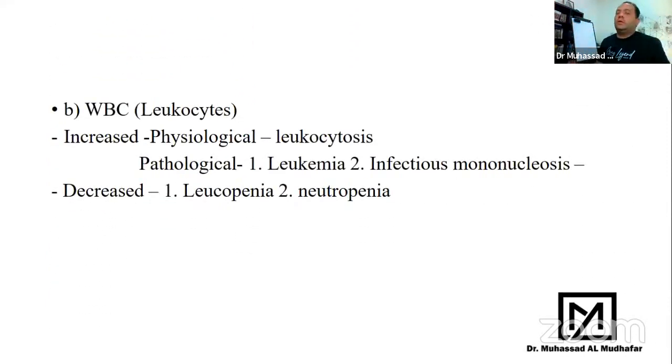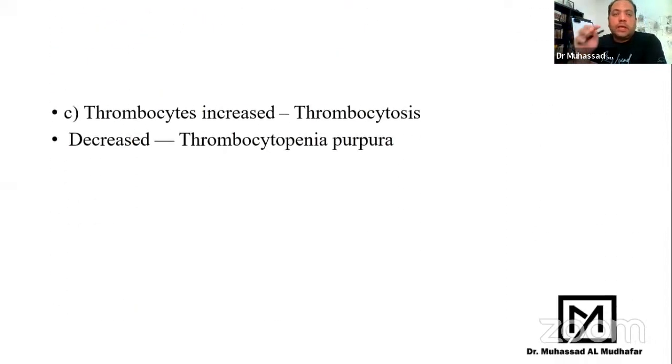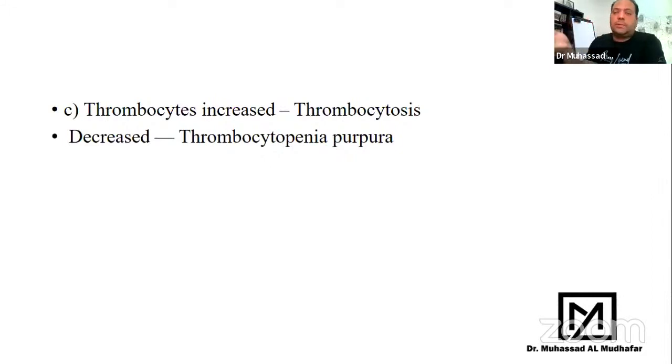If there is a defect in the white BC, the leukocyte, an increase in leukocytes is called leukocytosis. This is only a simple definition in hematology. Pathological causes include leukemia and infectious mononucleosis. If decreased, due to destruction, bleeding, autoimmune disease, or malignancy, it leads to leukopenia and neutropenia. If the thrombocyte count is increased, it is called thrombocytosis; if decreased, thrombocytopenia purpura, due to autoimmune disease and the same causes: destruction of cells due to cytotoxic drugs, infiltration of malignant cells into the bone marrow, bleeding, or autoimmune disease.